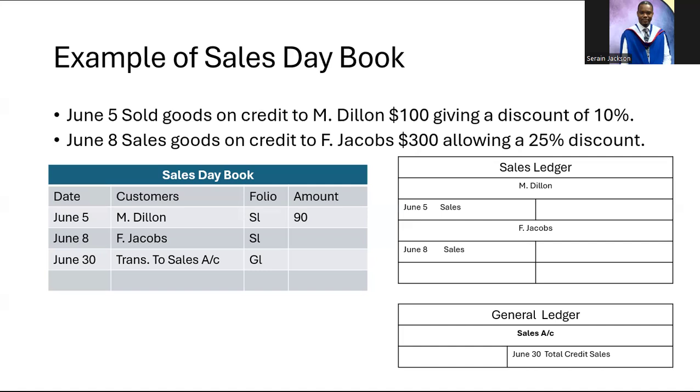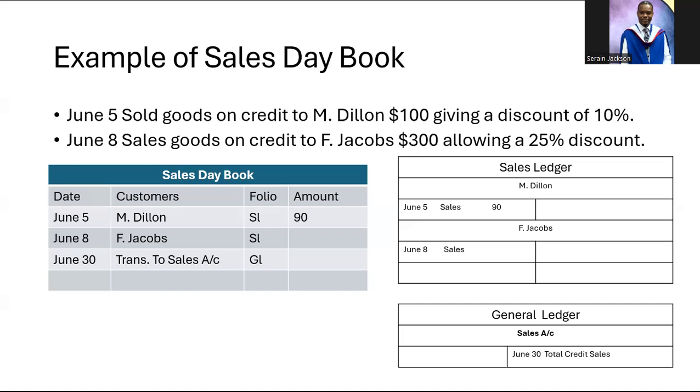Dillon's account. Another explanation that's technically not correct, but it helps people to understand, is that M. Dillon is receiving goods, right? And he's receiving $90 worth of goods. So you would put the information on the debit side. All right.